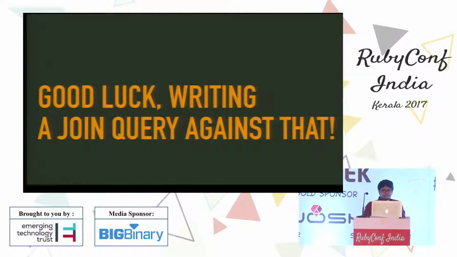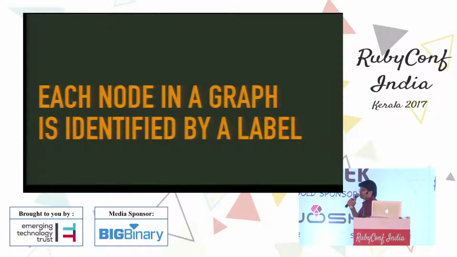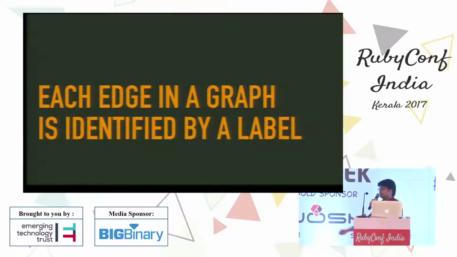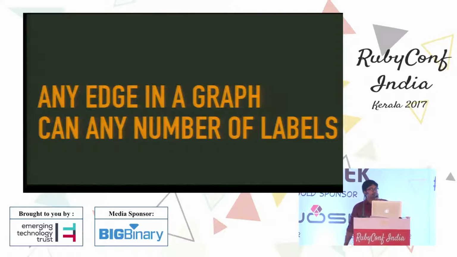Which brings me to my next semantic, labels. So labels, or polymorphism, mixins, and composition. Extremely powerful, and this is perhaps the second biggest draw of using Neo4j. Each node in a graph is identified by a label, and each edge in a graph is also identified by a label. Similarly, any node in a graph can have any number of labels, and any edge in the graph can have any number of labels. So they both have first-class support. And this, again, like I said, is a very powerful construct.